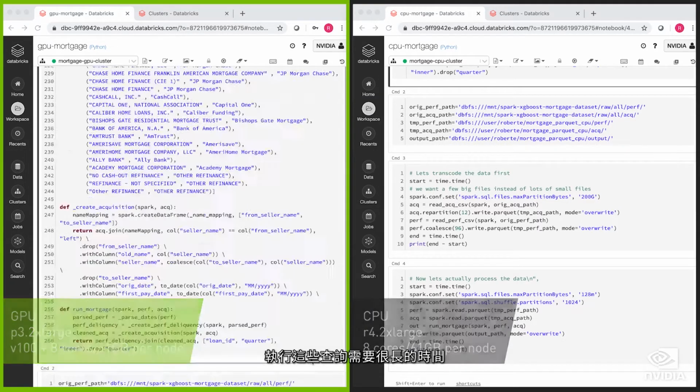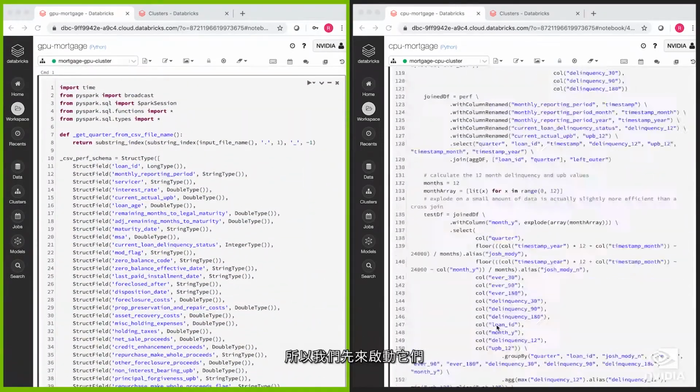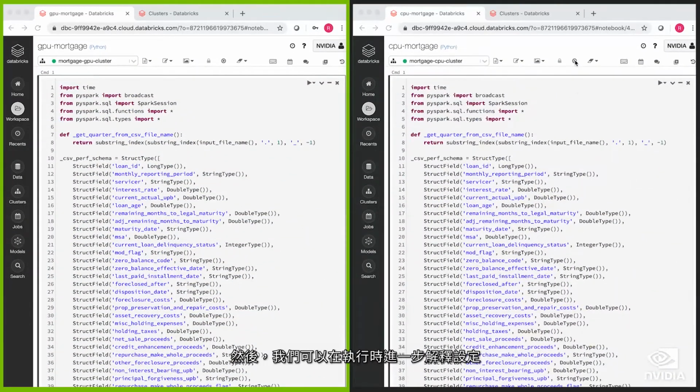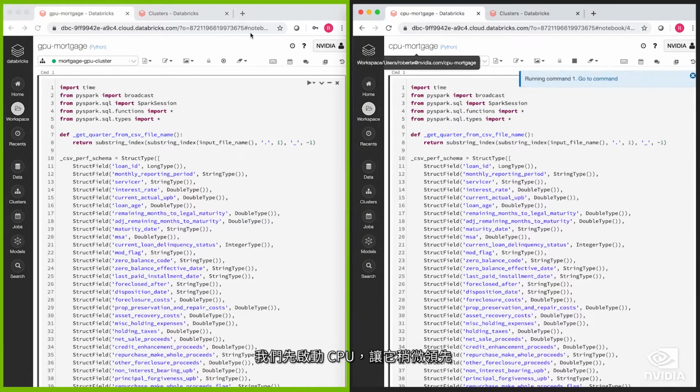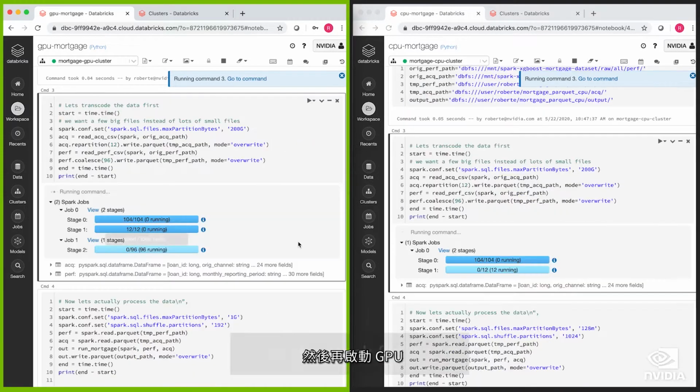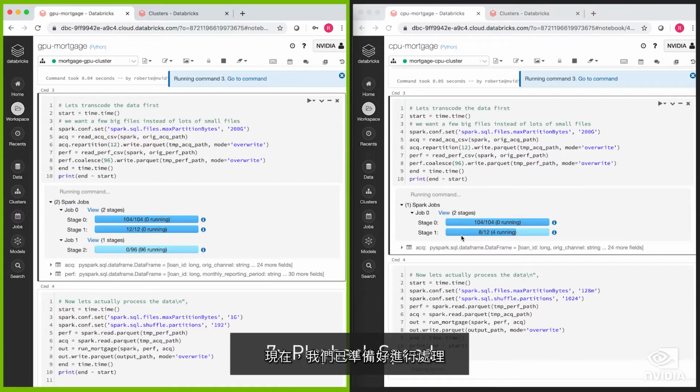These queries take quite a long time to run, so we're going to get them started. And then we can explain more information about the setup as they're running. We'll start the CPU first to give it a bit of a head start, and then we'll start the GPU. Now, we're ready to do the processing.